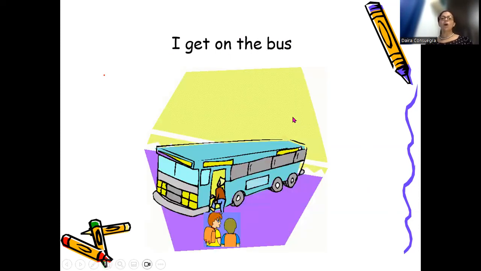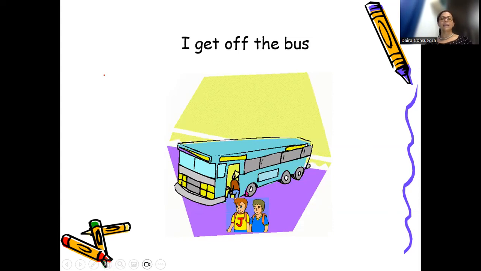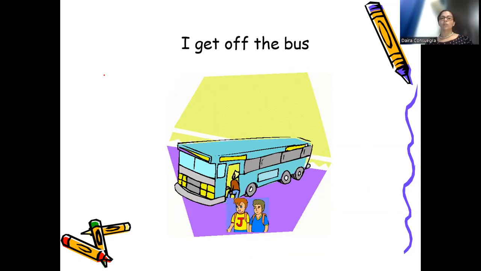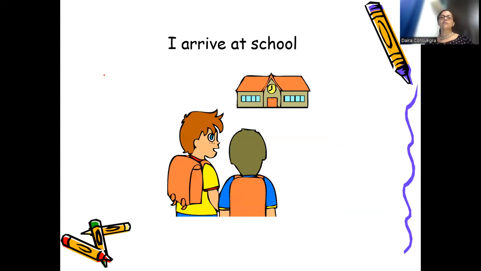I get on the bus. Okay, I get on the bus. I get off the bus. The first one, subo al bus. The other one is bajo del bus. Okay, I arrive at school, or I arrive at work, or wherever you're going. I arrive at school. And what is the order?